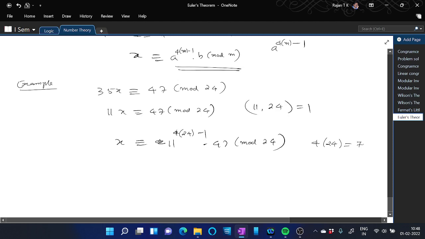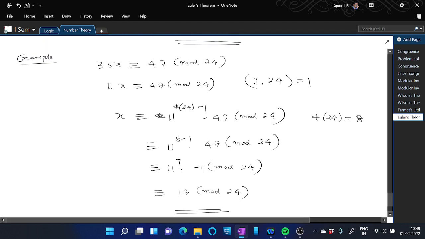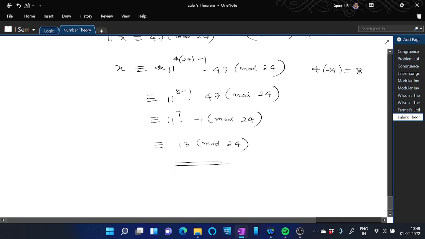7. So it is congruent to 11 raised to phi of 24 is 8, 8 minus 1, times 47 mod 24, that is congruent to 11 raised to 7 times 47, you can write as minus 1 mod 24 because 48 is a multiple of 24. And this 11 raised to 7 times minus 1 mod 24 can be reduced to 13 mod 24. Hence, the solution to 35x congruent to 47 mod 24 is the residue 13 mod 24.